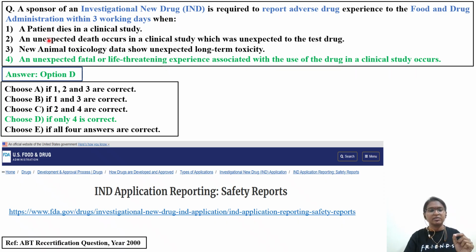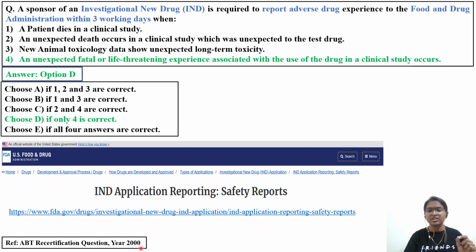The options are: Option A, a patient dies in the clinical study. Option B, an unexpected death occurs in a clinical study which was unexpected to the tested drug. Option C, new animal toxicology data show unexpected long-term toxicity. Option D, an unexpected fatal or life-threatening experience associated with the use of the drug in a clinical study occurs. The right answer is in green text: whenever there is an unexpected fatal or life-threatening experience associated with the treatment drug, then you have to report it to the FDA immediately.